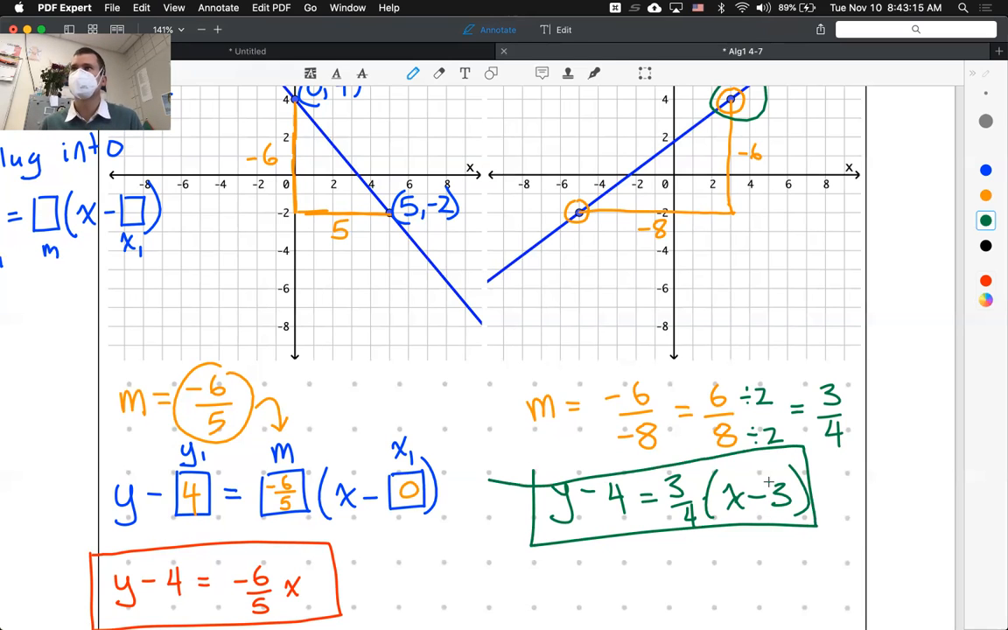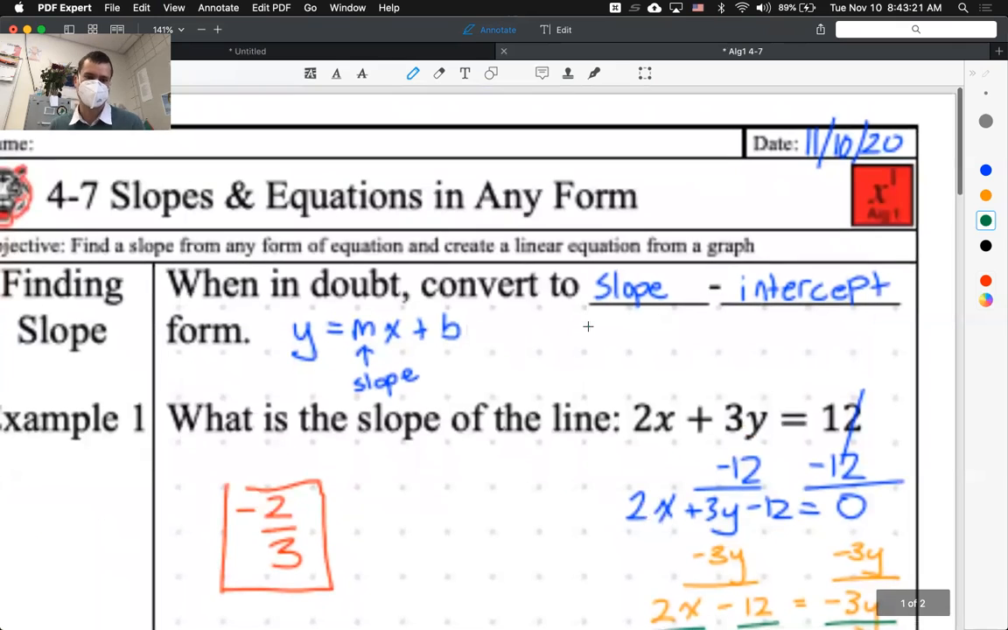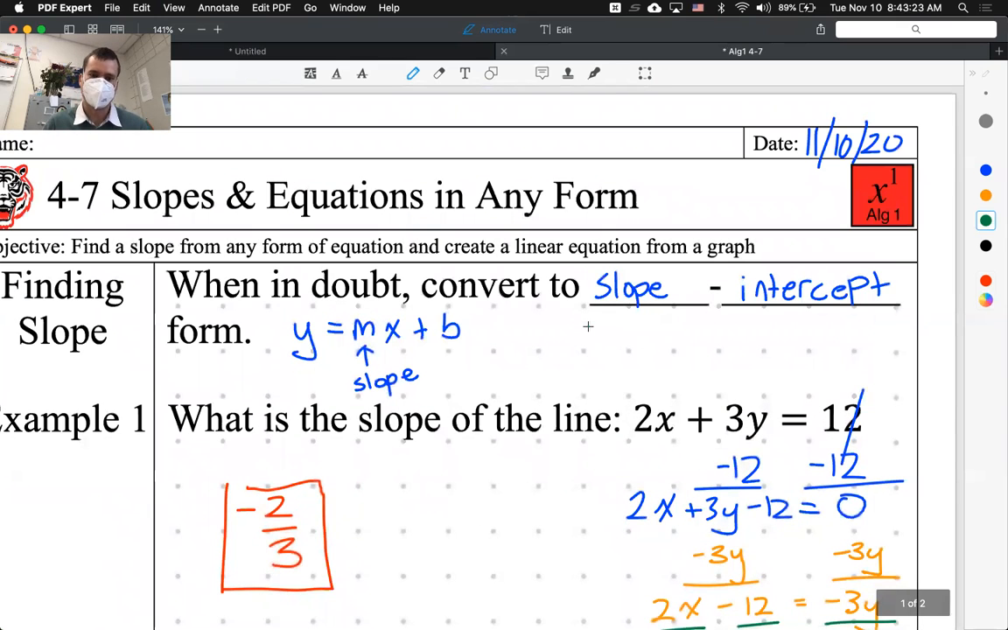All right. Any other questions for this lesson? All right. Can you guys give me a fist of 5? Our objective was to find a slope in any form of an equation, and then also, given a graph, create a linear equation.